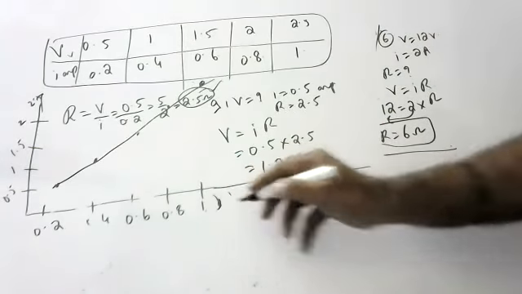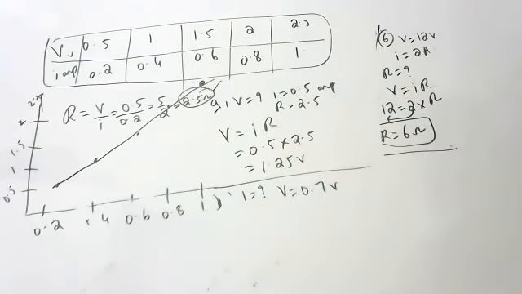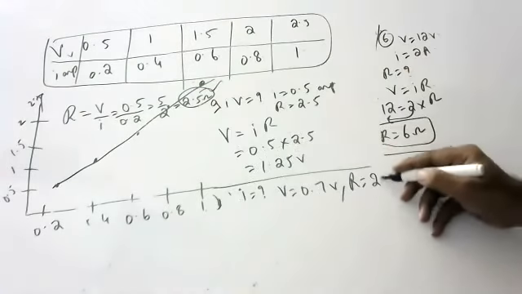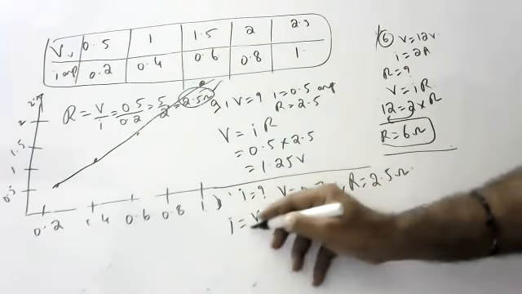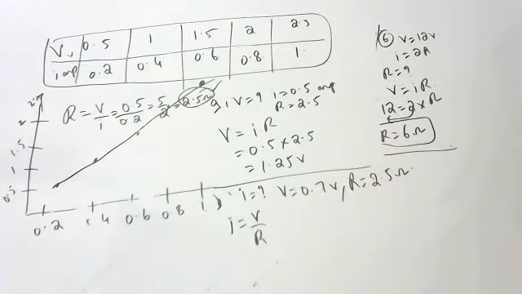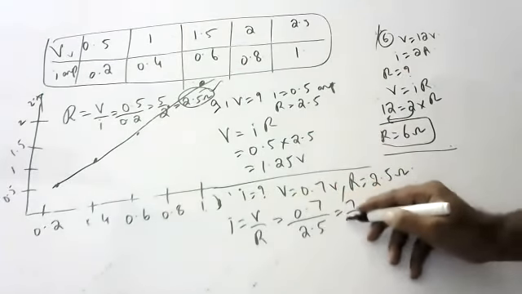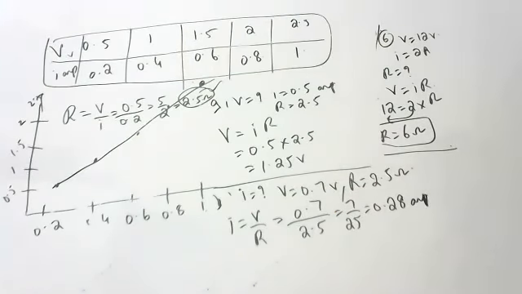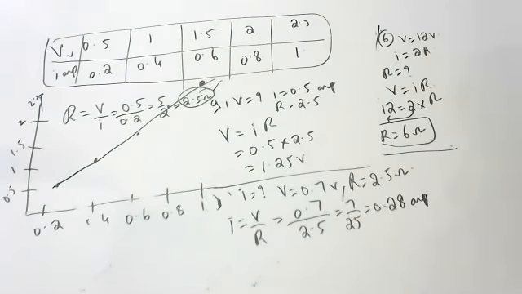Second question, find the current when potential is 0.7 volts. How much is the resistance you calculated? 2.5 ohms. Now he wants current when potential is 0.7. What is the formula for I? I is equal to V by R. So 0.7 by 2.5, 7 by 25, that is 0.28 amperes. This is the second question. Third one is, what is the resistance of the circuit? Anyway, it will be 2.5 ohms, children, because it is constant.